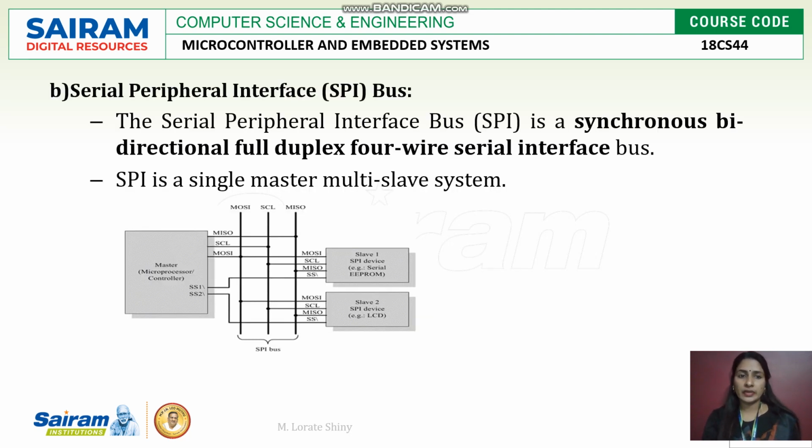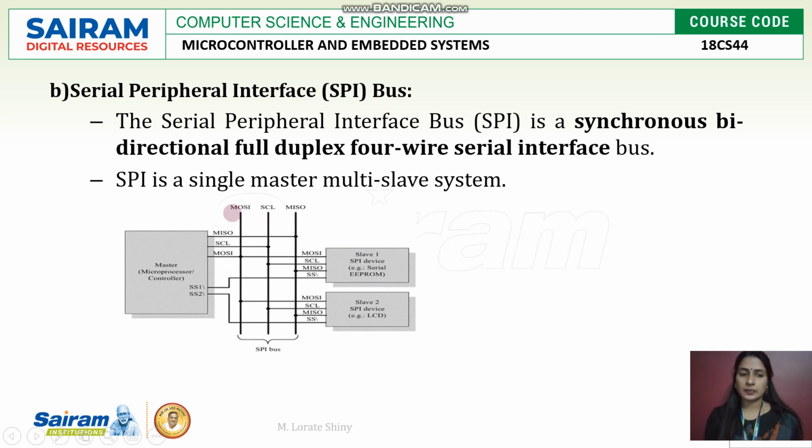Next one is the Serial Peripheral Interface bus, the SPI bus. This is a synchronous, bidirectional, full duplex, 4-wire serial interface bus, and SPI was introduced by Motorola. SPI is a single master multi-slave system. It can have multiple bus masters, but at a single point of time, only one master has control. And here we have four lines: MOSI, SCL, MISO and SS.